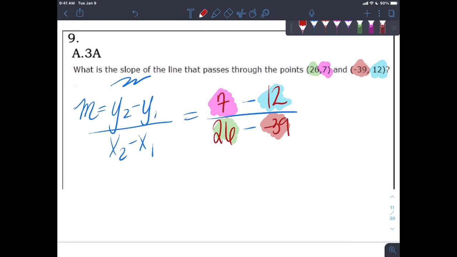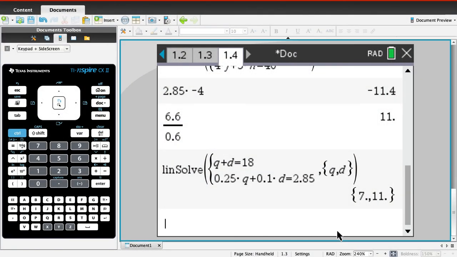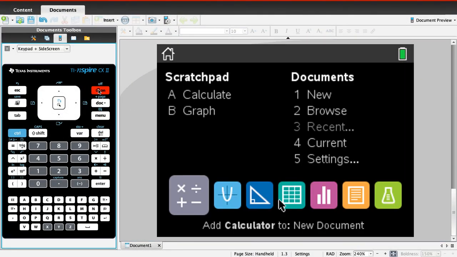Noticing that I have 2 negatives makes it a positive. -5 divided by 65. Now, I can go ahead and reduce this. I see they're both multiples of 5, so I will reduce it by 5. And I find out my slope is -1/13. All right, so let me go ahead and do that in the calculator as well.